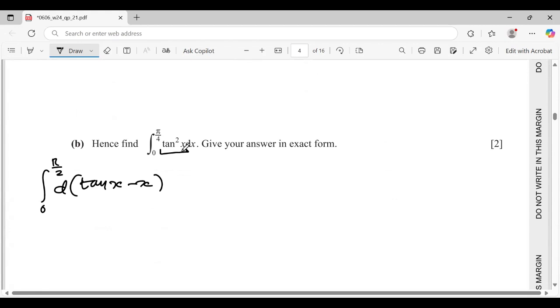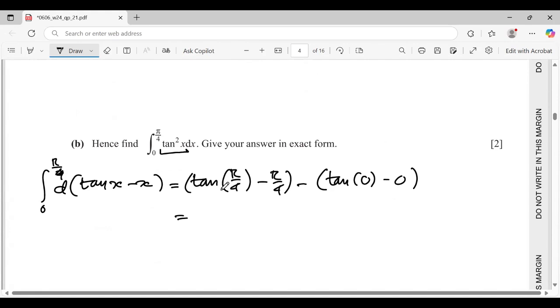So let's substitute pi quarter and 0. It becomes tangent pi quarter minus pi quarter, minus tangent 0 minus 0. So tangent pi quarter is 1, minus pi quarter, minus 0. And the result is 1 minus pi quarter. This is the result. Next question.